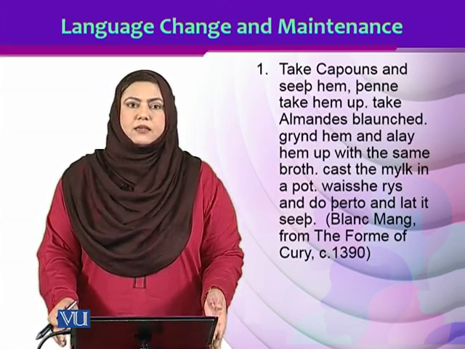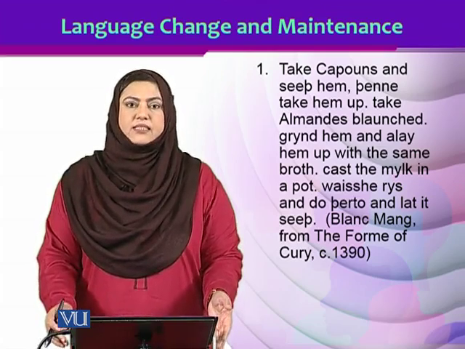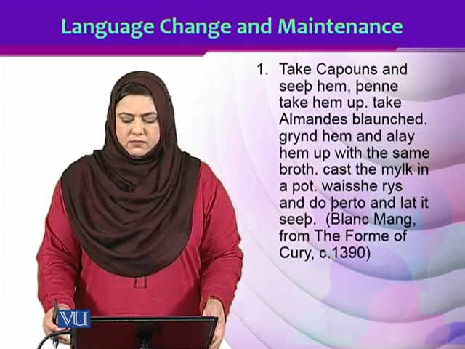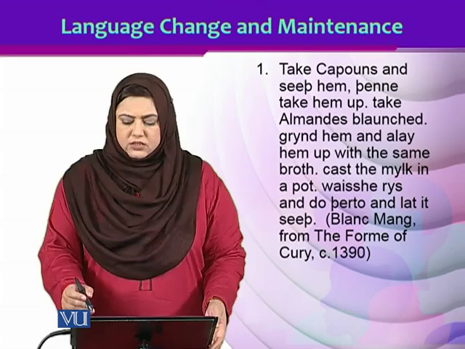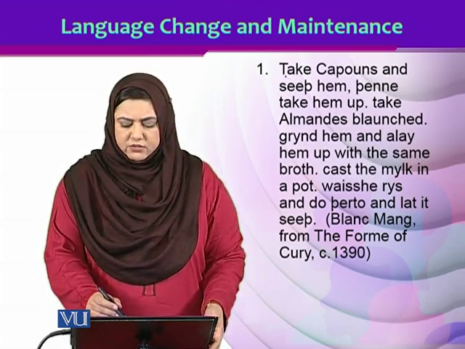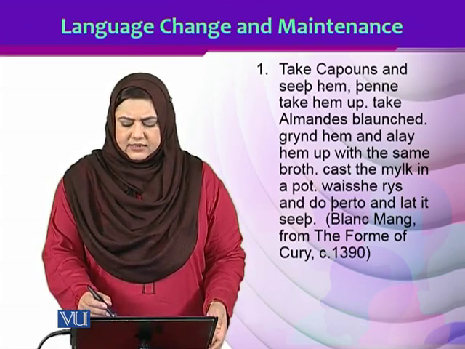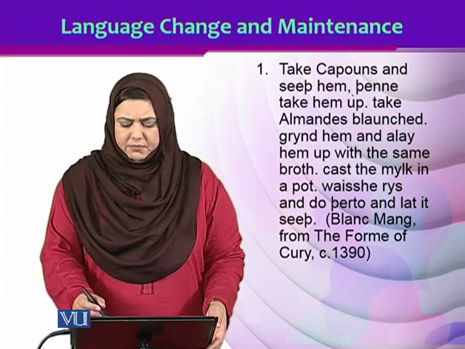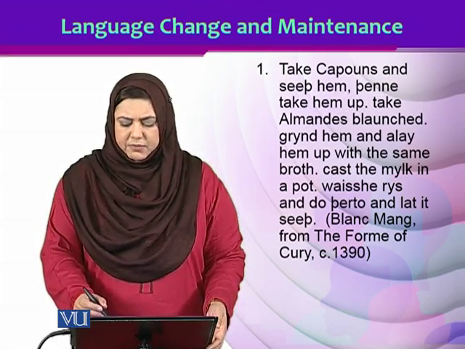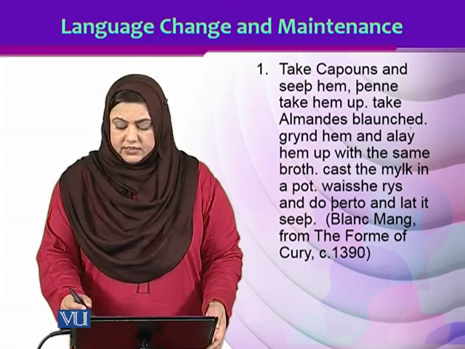So this is the first recipe. This is from the Middle English period. If you focus now on the screen, you can see certain characteristics of this language. It is very difficult to read. Try to read. Take coupons. Is it cups? And shake them. Is it shake them? Take them up. Take almonds blanched. Ground them. It's difficult to read.